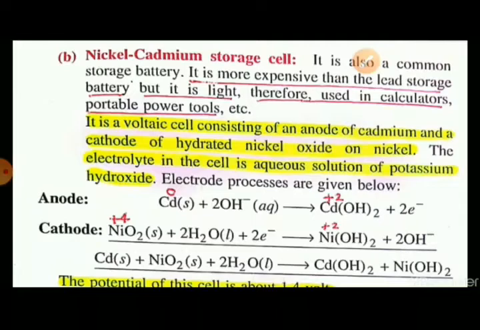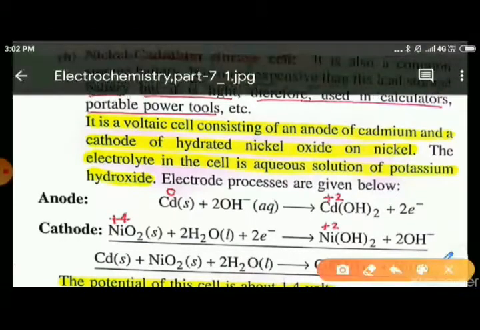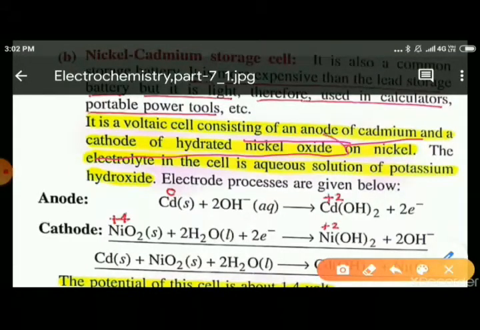The nickel cadmium storage cell is also a common storage battery. It is more expensive than the lead storage battery, but it is light, therefore it is used in calculators, portable power tools, etc. It works as a voltaic cell consisting of an anode of cadmium and a cathode of hydrated nickel oxide. Hydrated nickel oxide means nickel oxide containing water particles with it. The electrolyte in the cell is an aqueous solution of potassium hydroxide.